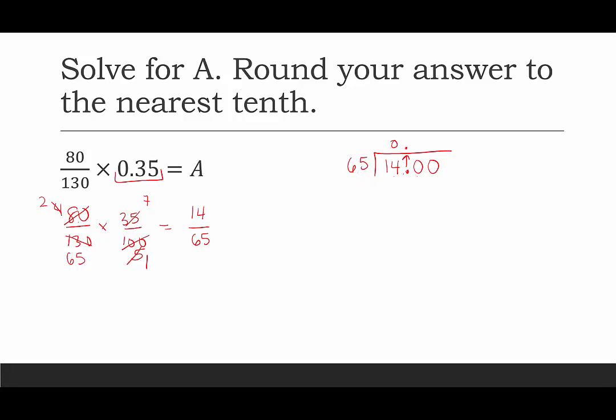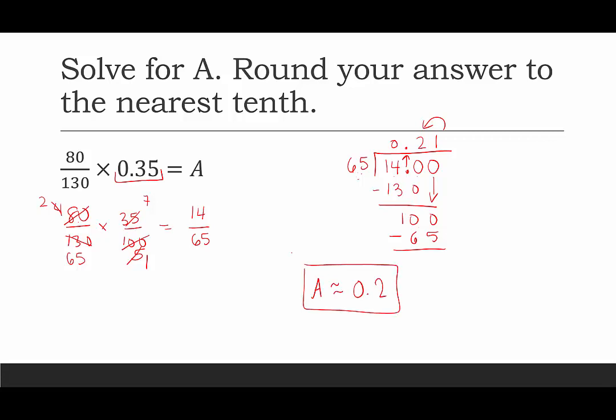65 goes into 140 2 times. 65 times 2 is 130, and 140 minus 130 is 10. Bring down the 0. 65 goes into 100 one time, minus 65, and we don't even need to do this, it doesn't matter, we just needed the 1. The 1 tells the 2 to stay as is. So this indicates to us that A is approximately 2/10, because the 1 told us to stay as is.